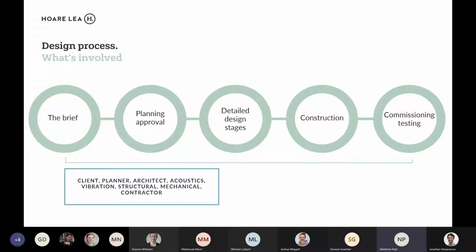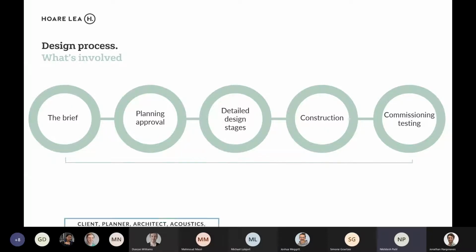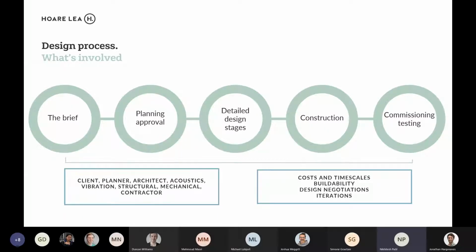So maybe what you propose may not work with other disciplines such as structural, mechanical, etc. So you have to factor in a number of other things and have design negotiations and iterations accommodated into your process. And also you have to manage the cost side of things and the buildability.